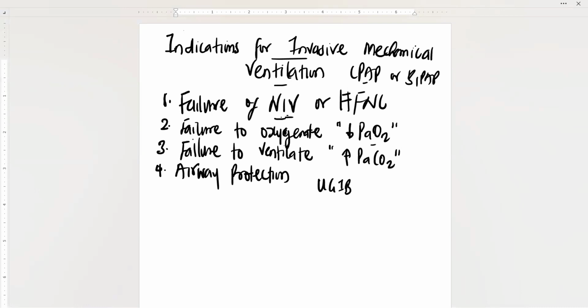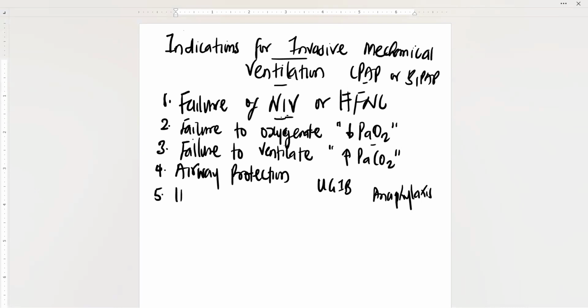Another indication for airway protection could also be somebody who's having an anaphylaxis reaction. Because sometimes with some extreme forms of anaphylaxis, it could involve the breathing pipe, including the vocal cord, and that might make intubation difficult. So in those patients, you might electively intubate them in order to protect their airway.